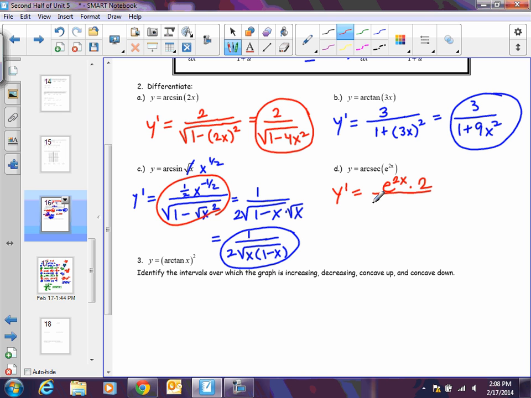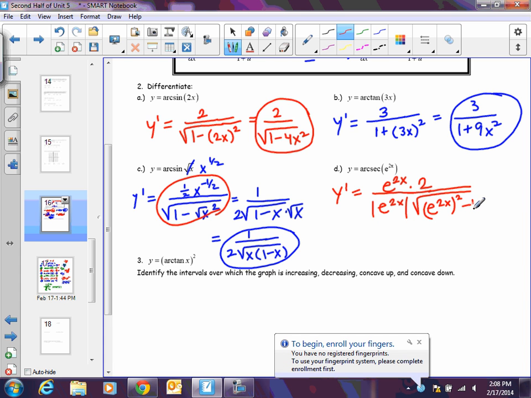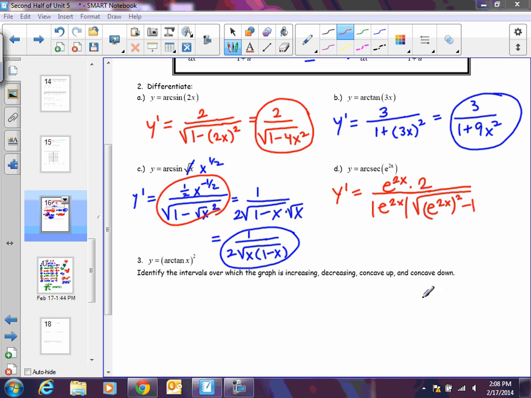In the denominator, you're going to have absolute value of e to the 2x, and then it's u squared. So e to the 2x being squared minus 1. Now, again, this is totally right. You should just leave your answer like this. But if it's multiple choice, you have to pick out the right answer, and there's a lot of simplification that can actually happen here.